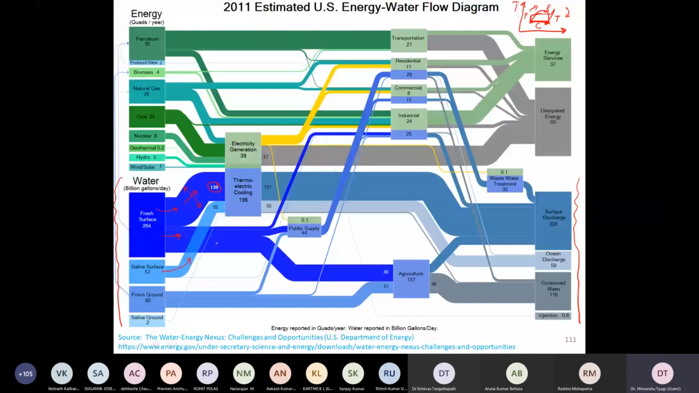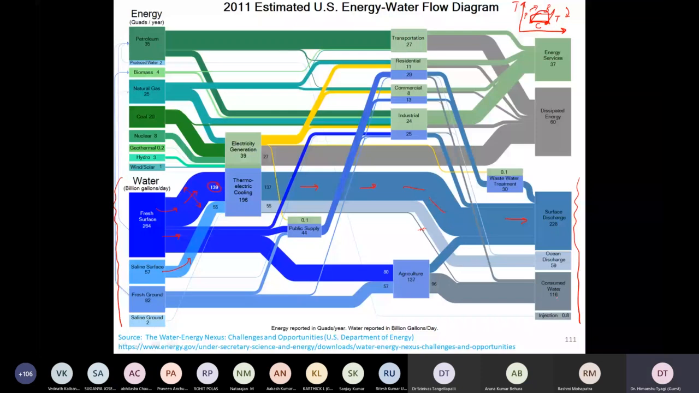So these thicknesses, these numbers we can add together, and let's see what happens. It goes inside the thermoelectric cooling, comes out from here, and then goes here, and then it is discharged back to the surface, which means that thermoelectric cooling is one of the biggest drawers of water. It withdraws a huge amount of water, but not all of it is consumed. Can you see that? How much is consumed? Very small thickness here. This much is consumed water.